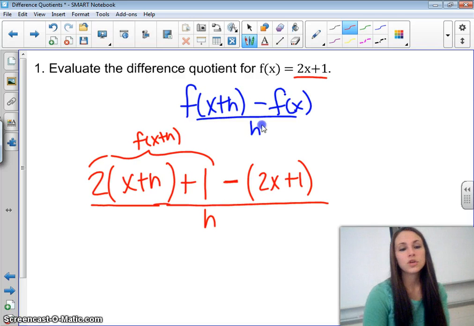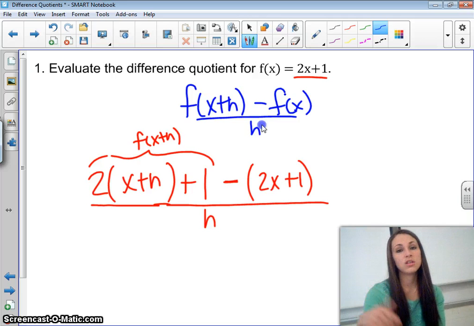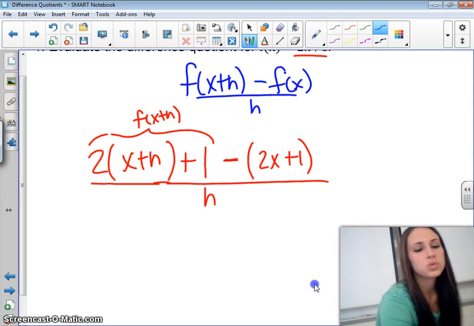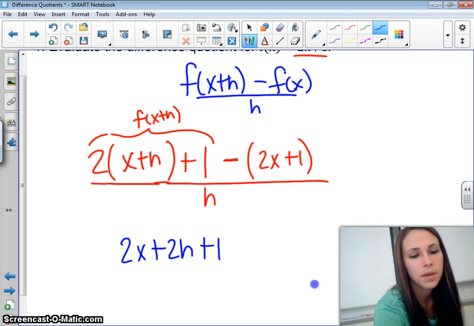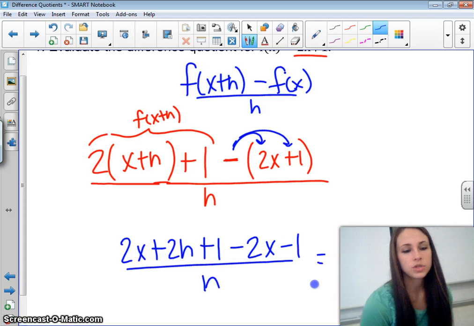And now, whenever you do these, I kind of like these because I think they're real fun. You should get a lot of stuff that cancels out. And so if you don't get a lot of stuff that cancels out, something is wrong. But on this one, you should get 2x plus 2h plus 1 minus 2x minus 1, where I distributed that negative, and then divided by h.